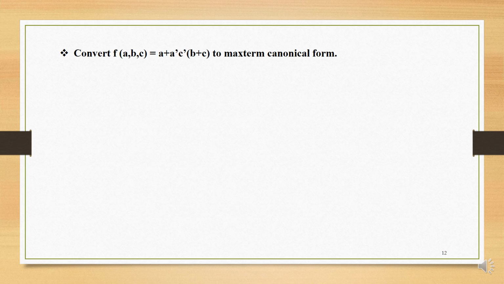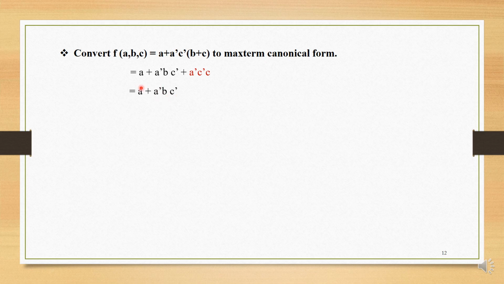Next is to convert the given Boolean function into Maxterm canonical form. Now we have a Boolean function f of a comma b comma c equal to a plus a bar c bar into b plus c. So now we need to convert this into Maxterm canonical form. By applying the distributive law at the first step, we just multiply these two and arrive at the expression a plus a bar b c bar plus a bar c bar c. By applying a Boolean postulate, c dot c bar will be equal to 0. Therefore, we arrive at an expression a plus a bar b c bar.